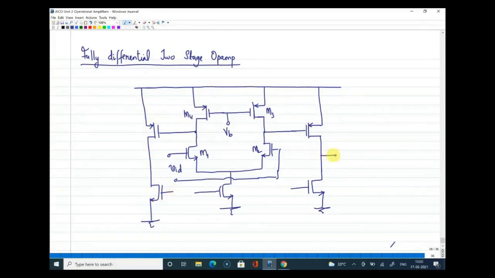All right, and the final output we'll take from here. So this can be called Vout1 and Vout2. Right. So if you ask me why are we doing it in this fashion, do you have any answer for that? What can be the reason we are connecting a PMOS CS amplifier at the output stage? This is M7 and M8.